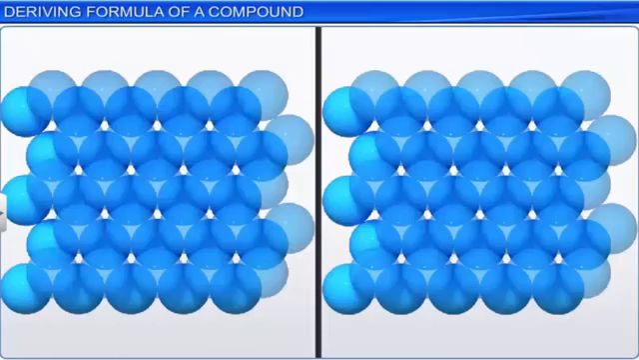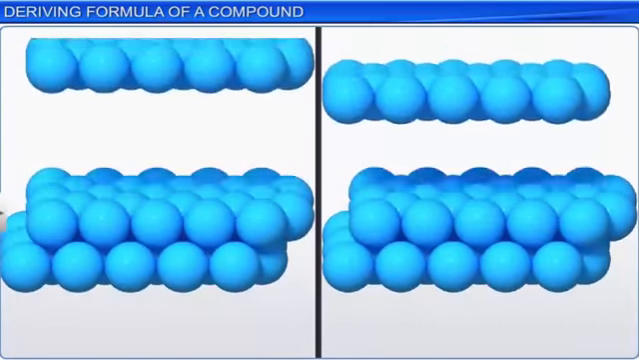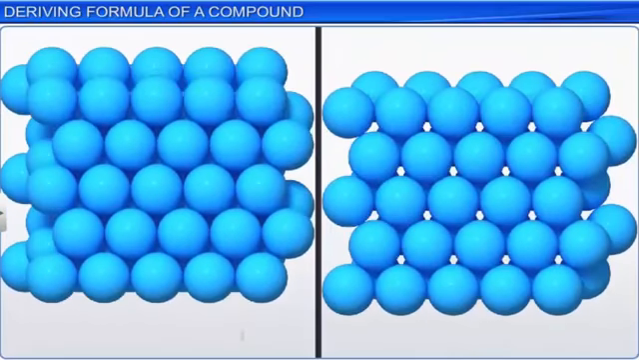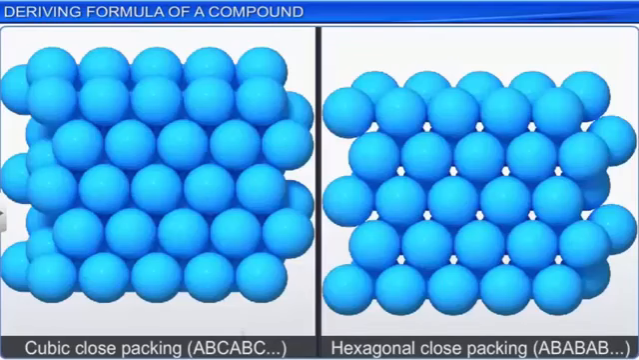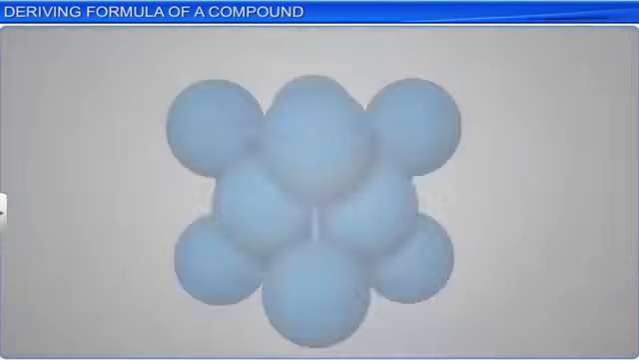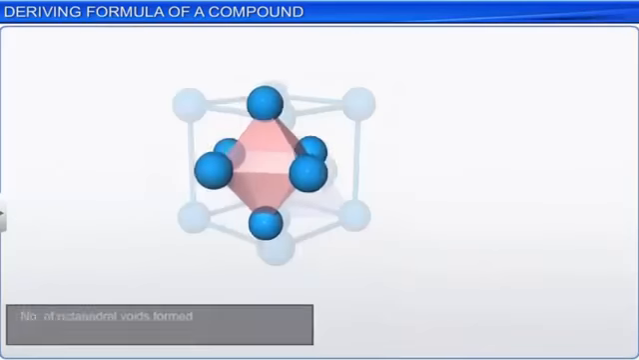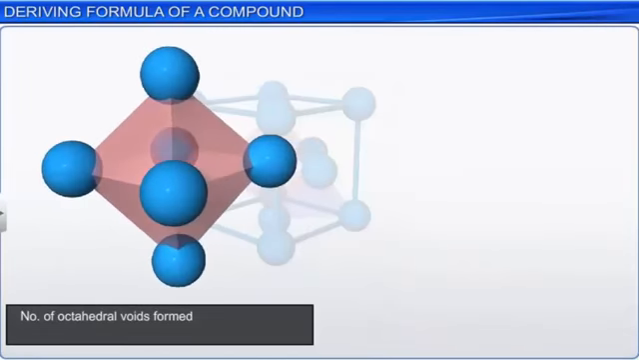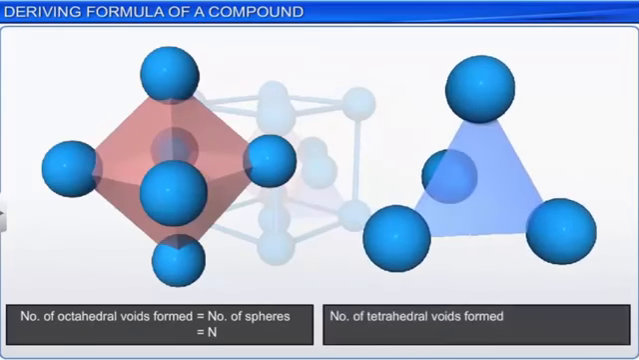In the previous module, you learned that formation of tetrahedral and octahedral voids takes place when the constituent particles are arranged in a cubic close packing or hexagonal close packing. You also know that in a close packing, the number of octahedral voids formed is the same as the number of spheres or the constituent particles, while the number of tetrahedral voids is double the number of spheres.